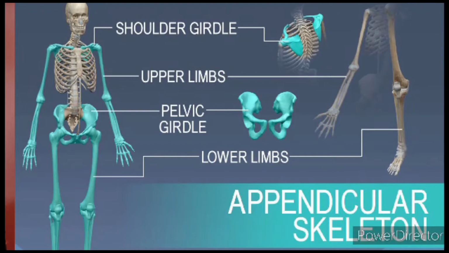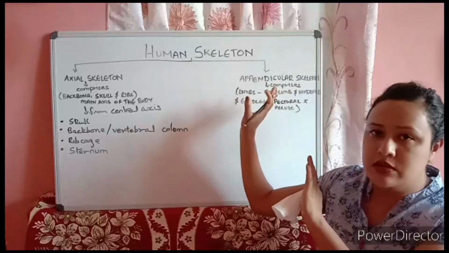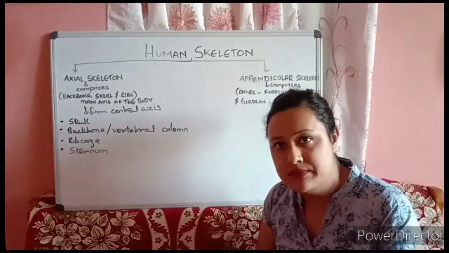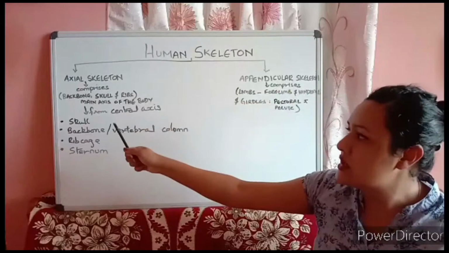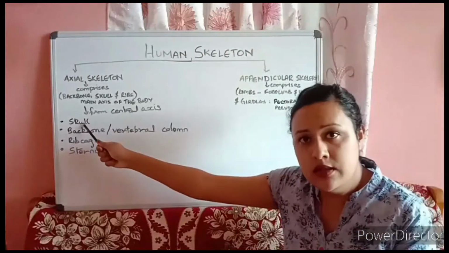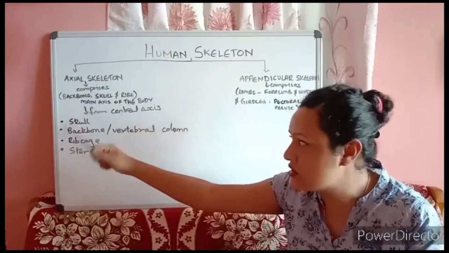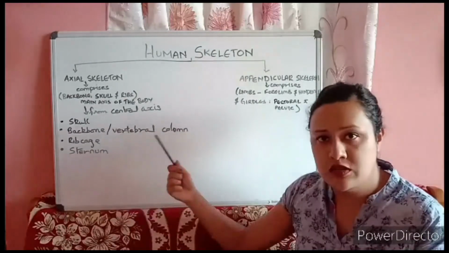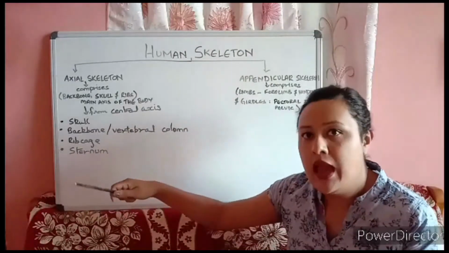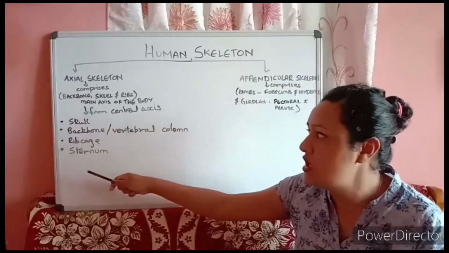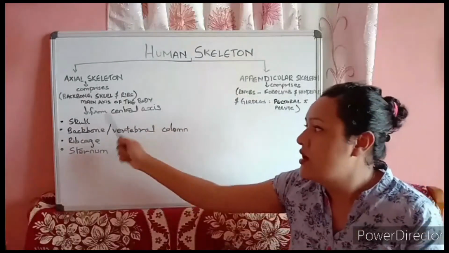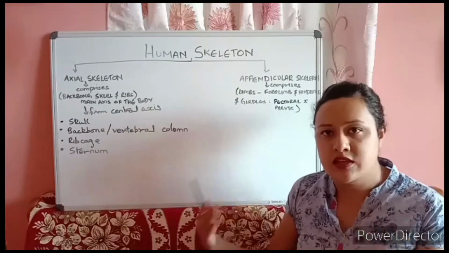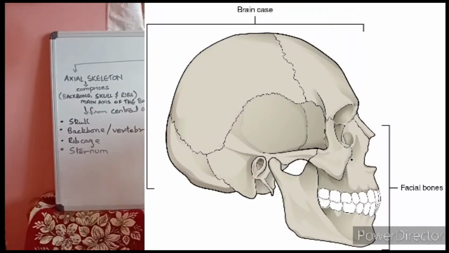For today's session, we will leave the appendicular skeleton. We are just going to discuss the axial skeleton. We will discuss the skull, the bones present there and the structure of the skull. Then your backbone or the vertebral column, what is it made up of? Then your rib cage and your sternum. First let's take the topic skull. Here's the picture and the explanation. Take a view.